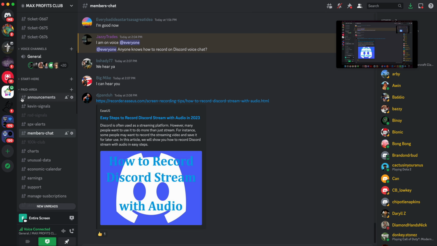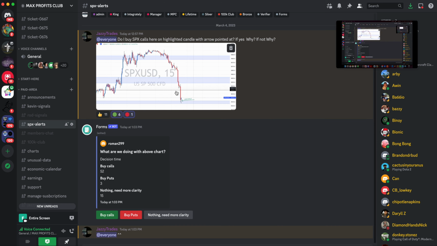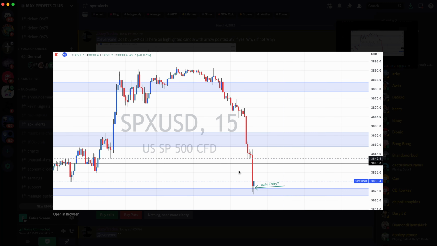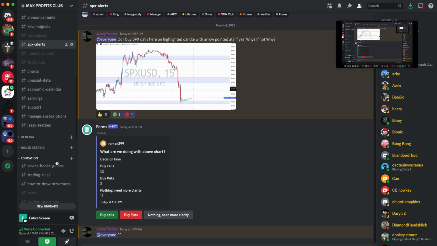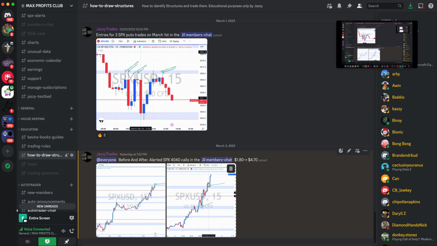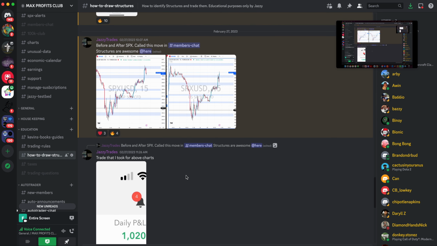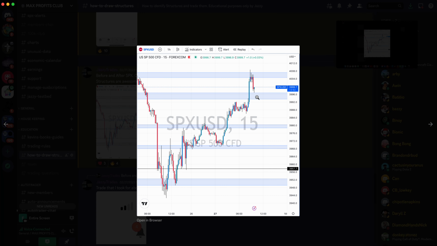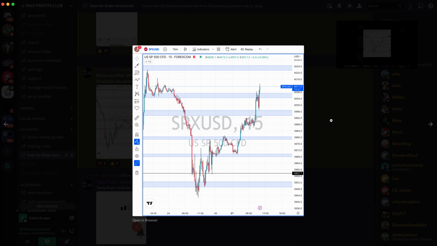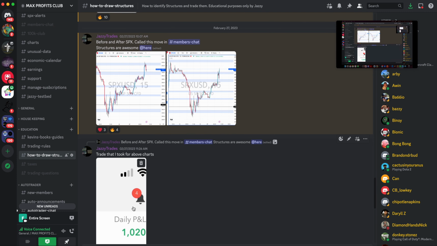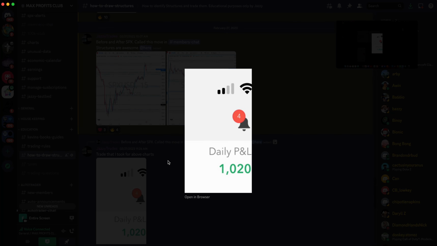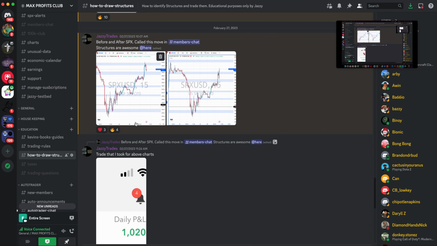So I posted in SPX alerts. I went in the past on the SPX chart and I basically saw this candle here. Usually, if you see my examples in how to draw structures in the education channel, we buy wicks of the zone. Perfect. Same example, exactly the same candle. So I bought here, I alerted it, it went up. I made like $1,000 on this move. I think one or two contracts, something like that, right?